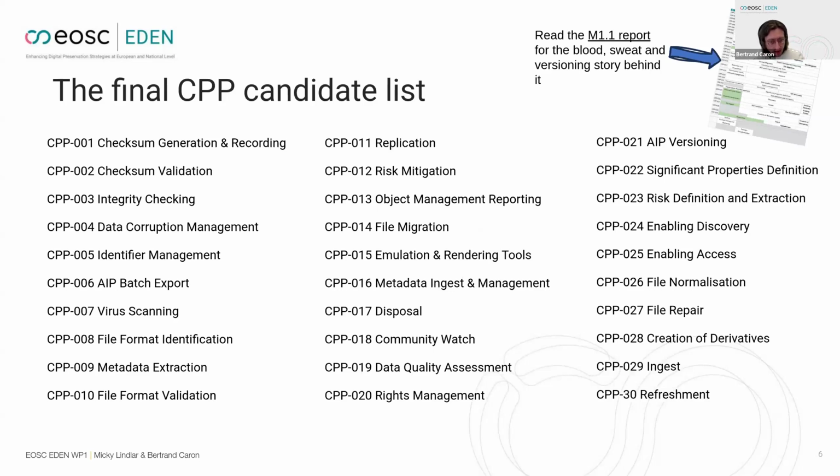We assigned them identifiers from CPP 1 to CPP 30. The important thing to keep in mind is that the numbering is not significant. You might notice that the first CPPs are more oriented towards bit level preservation activities, while the processes described at the end of the list are generally more complex or high level, let's say, and related to topics like risk management or access, etc.